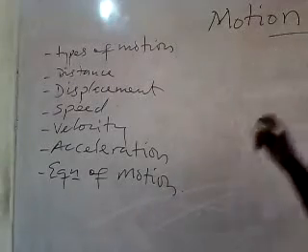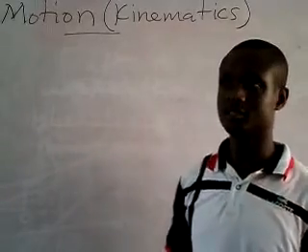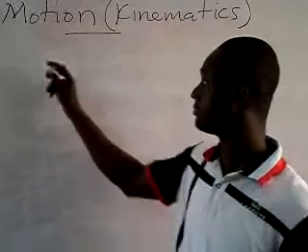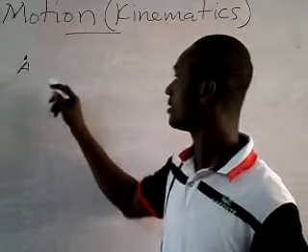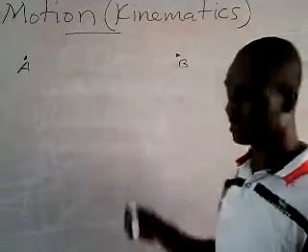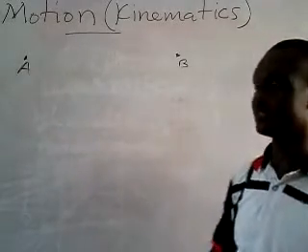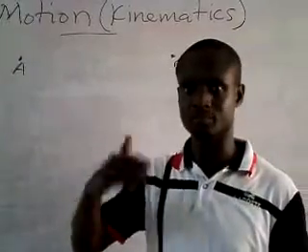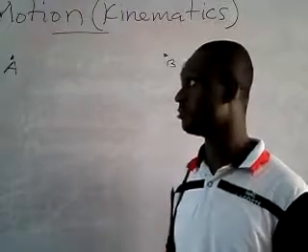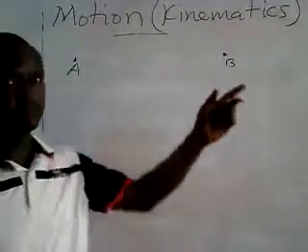Now, when we say motion, it is the change in position of an object. That is, when an object is at point A and it has moved to point B, we say that motion has taken place. That is the continuous change in position of an object. Continuous change in position of an object is what we call motion. And I said that the motion we are looking at is kinematics.